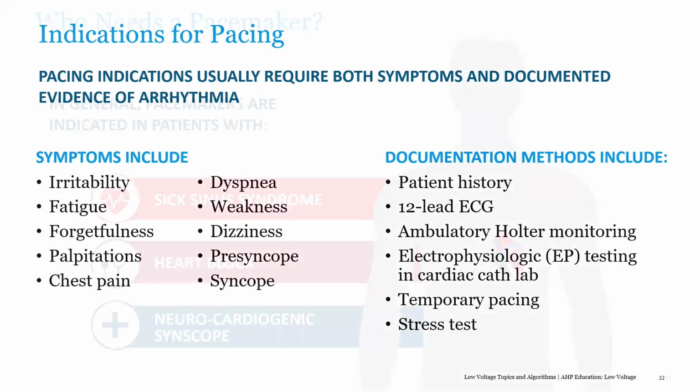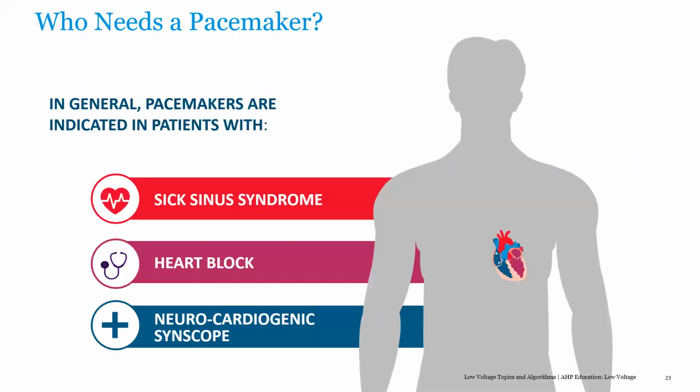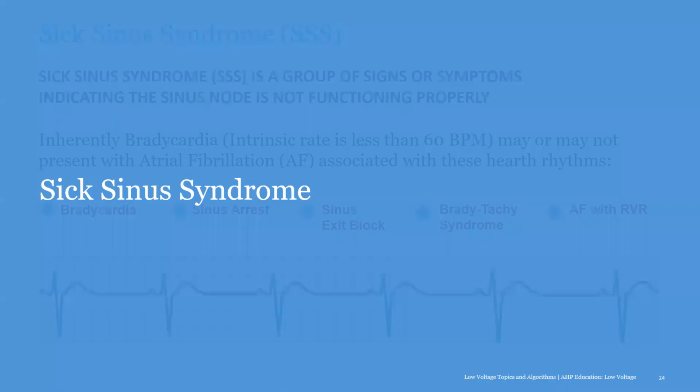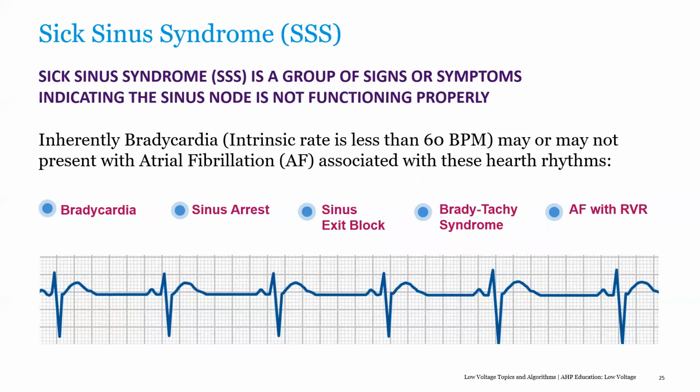So who needs a pacemaker? In general, pacemakers are indicated for sick sinus syndrome, heart block, and neurocardiogenic syncope. And let's dive into those just for a few minutes. Sick sinus syndrome is a class of disease states that include bradycardia, sinus arrest, sinus block, Brady-Tachy syndrome, and AF or atrial fibrillation with RBR.